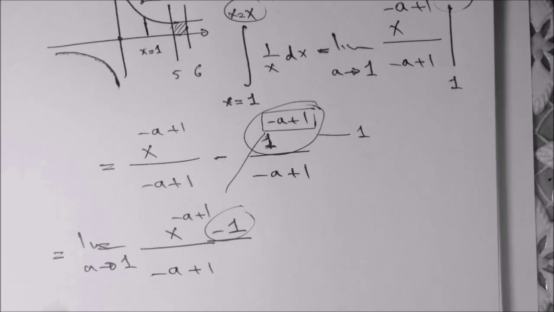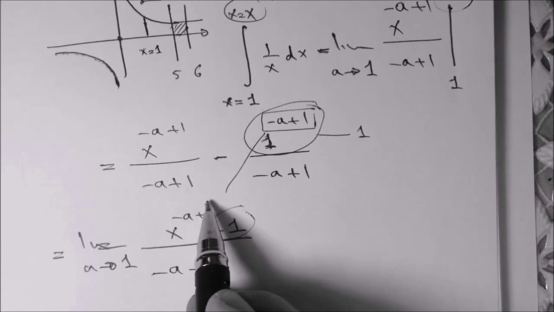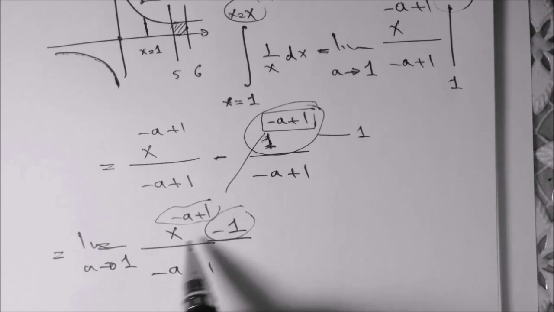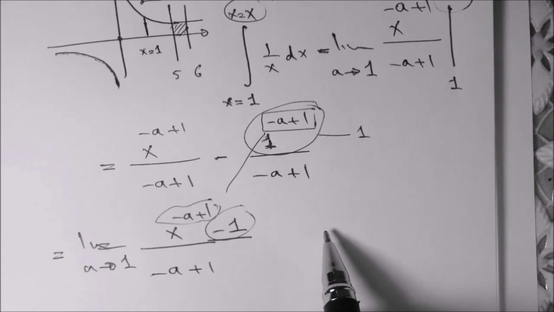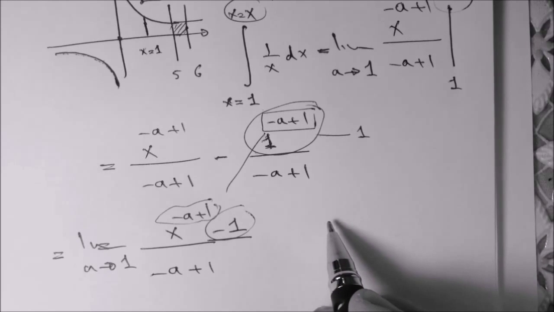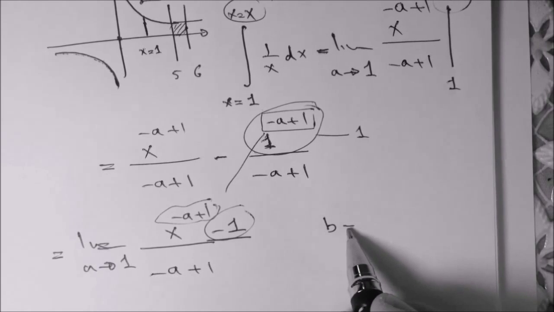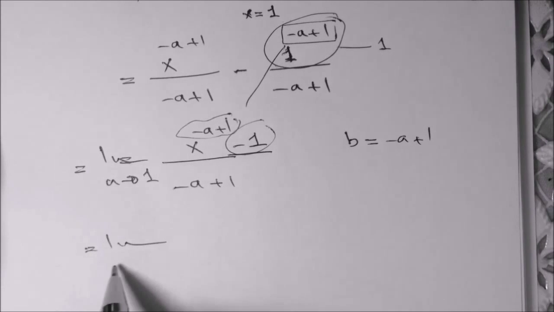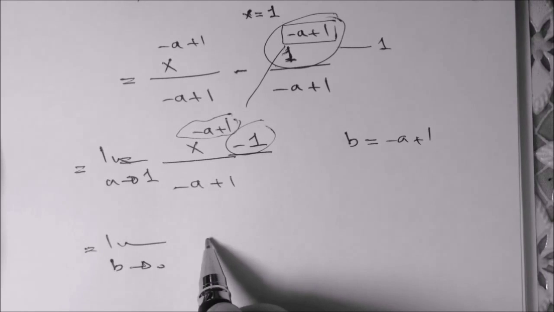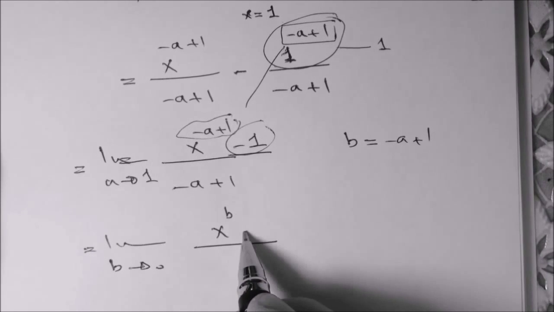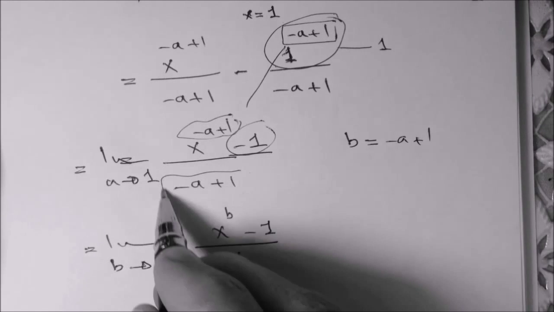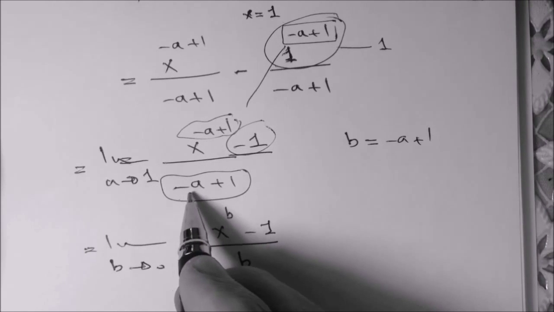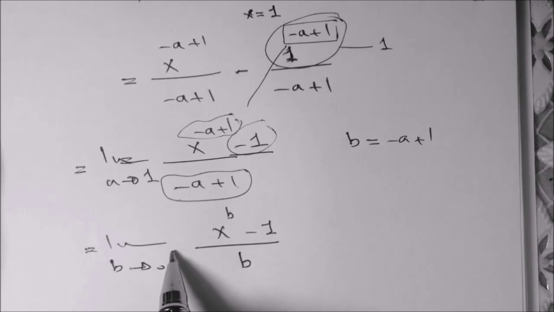Now instead of writing minus a plus 1 when a approaches 1, so minus a plus 1 will approach 0, we will define a new variable, let's call it b. b equals minus a plus 1, and we take the limit as b approaches 0 instead, for x to the b minus 1 over b. So b equals minus a plus 1; when a approaches 1, minus 1 plus 1 approaches 0, so that's what we wrote over here.